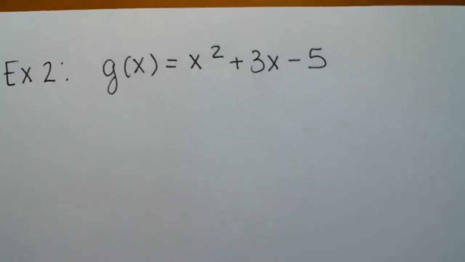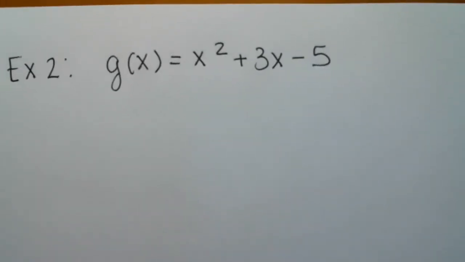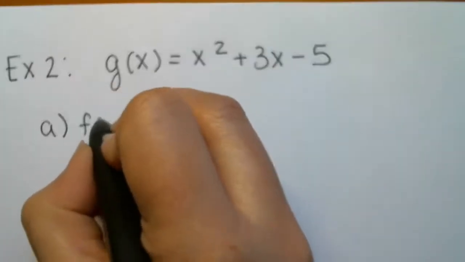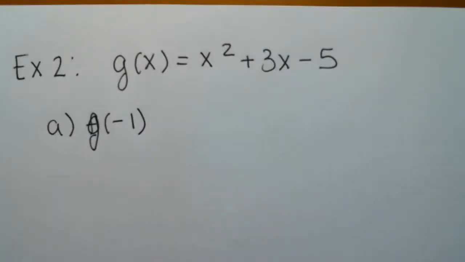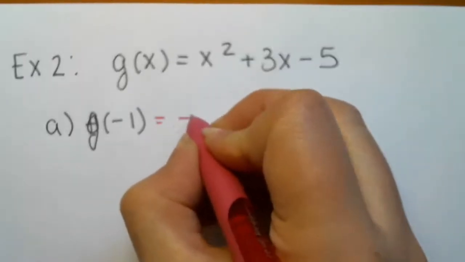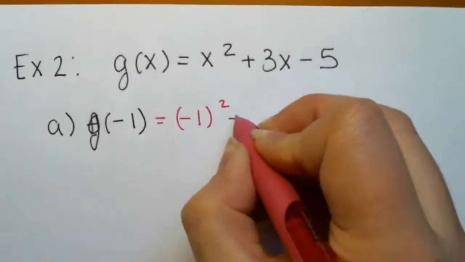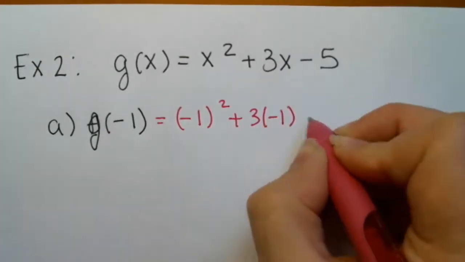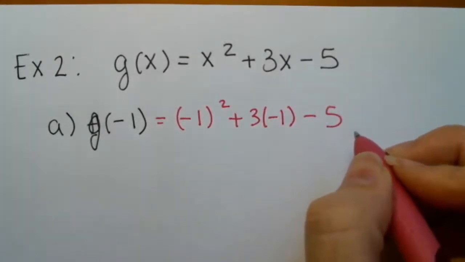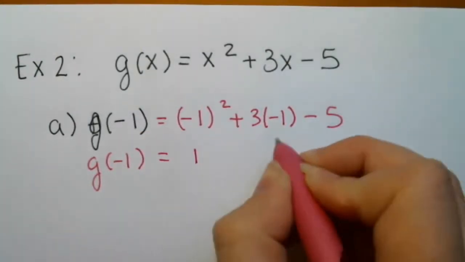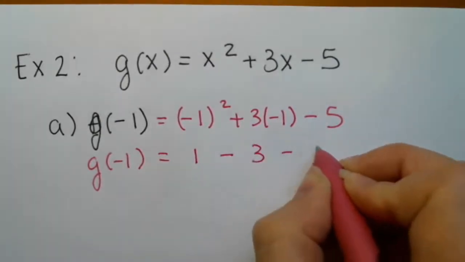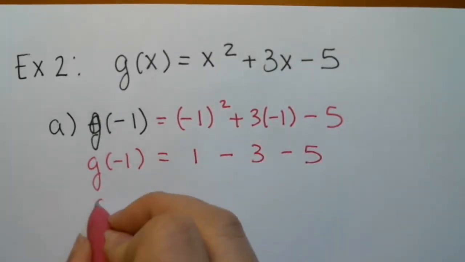Okay, so this function is a little bit more complicated. Again, we're going to start off with something that we should know how to do. We're going to evaluate g of -1. So I'm going to plug in -1. So I'll have -1 squared plus 3 times -1 minus 5. Now -1 squared I know is 1. This is going to be minus 3 minus 5. So this would be -7.